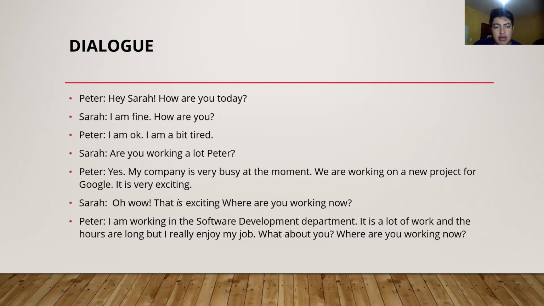and we have a dialogue. They need to read it with their pair to practice their pronunciation and see how the past perfect tense is used.